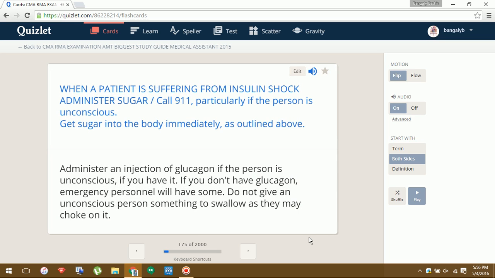When a patient is suffering from insulin shock, administer sugar and call 911, particularly if the person is unconscious. Get sugar into the body immediately, as outlined above. Administer an injection of glucagon if the person is unconscious, if you have it. If you don't have glucagon, emergency personnel will have some. Do not give an unconscious person something to swallow, as they may choke on it.